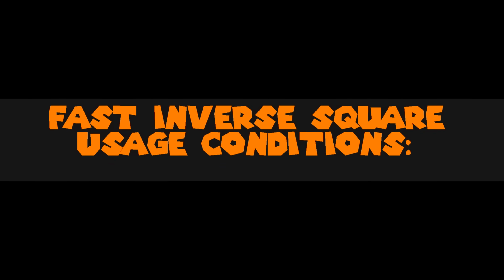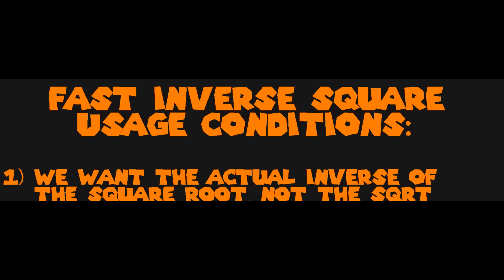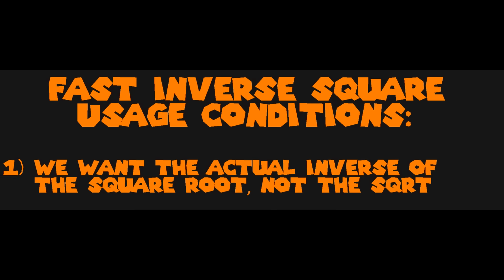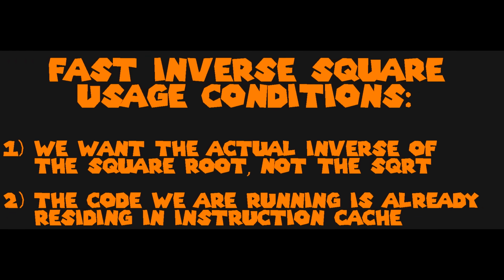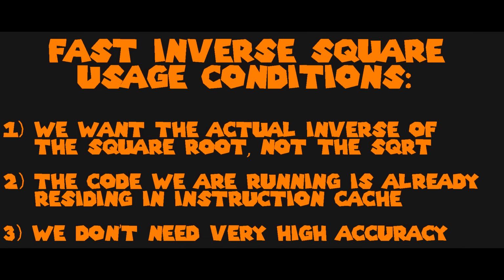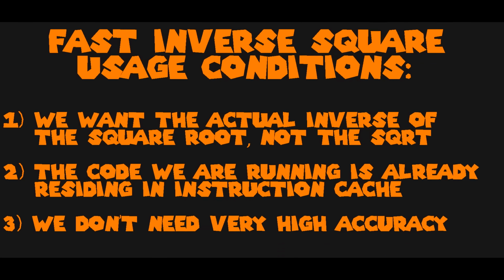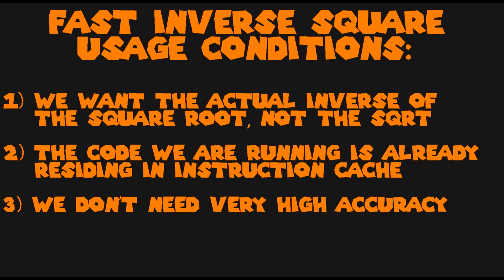With all these factors working against us, is there ever a situation where it's faster? Yes, actually. We just need to fulfill all 3 of these conditions. 1. We want the actual inverse of the square root and not the square root itself. 2. The code we are running is already residing in instruction cache. 3. We don't need very high accuracy. This leaves only a single use case that I can think of right now.